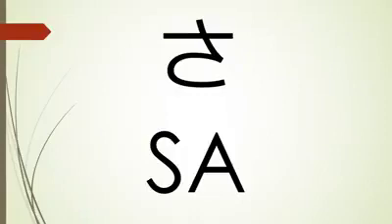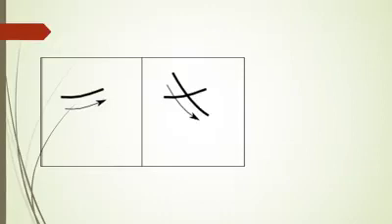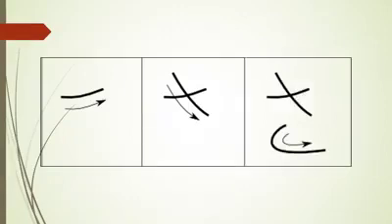Our first hiragana is sa, sa. We start out with a line going from left to right and curving upward. Then we have a second line coming from top to bottom and left to right that intersects with our first line. And finally, we draw a curve that starts at the bottom left.